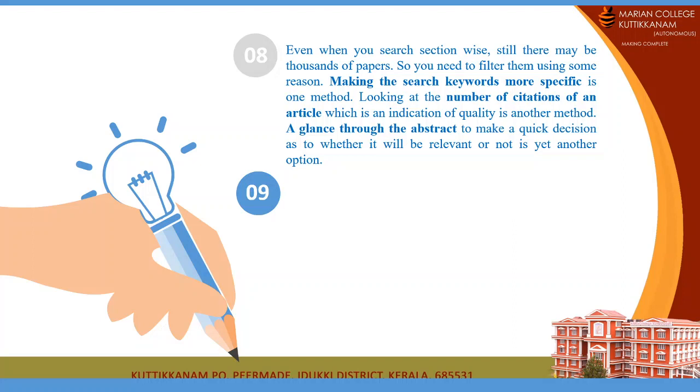Moving to tip number 8. Even if you search section-wise, there may still be thousands of papers. So to make it easier, make the keywords for search more specific. You can look at the number of citations of an article, which shows the quality of the article. Another way is you can glance through the abstract to make a quick decision as to whether it will be relevant to my study or not.